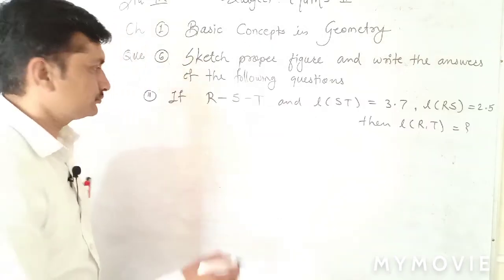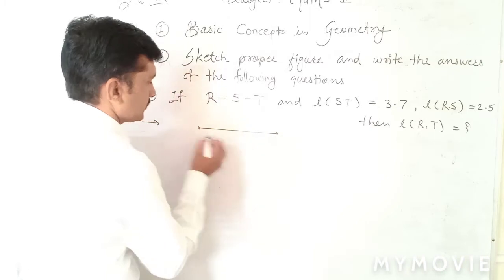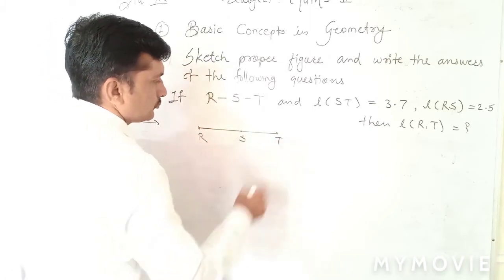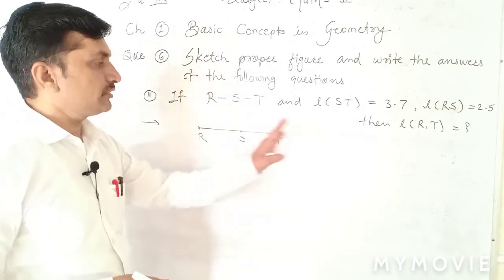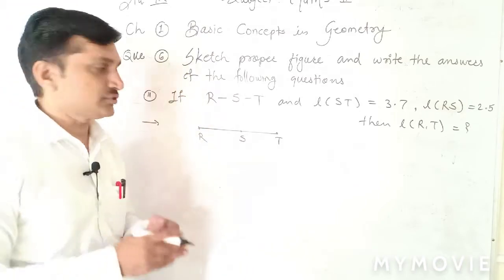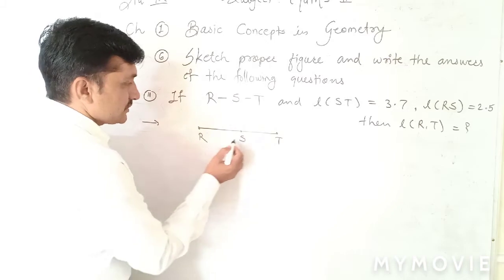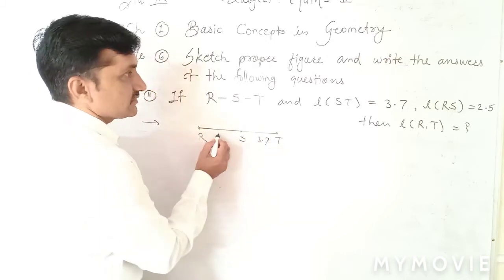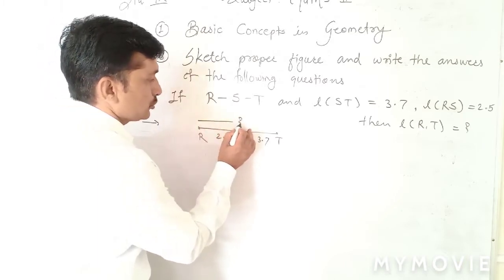Example number 2. R, S, T. We can solve by both the possibilities, but we will do only one possibility. We will take only one possibility. By two possibilities we can solve. R, S, T according to this. ST is this 3.7, RS is this 2.5, and RT total is question mark.